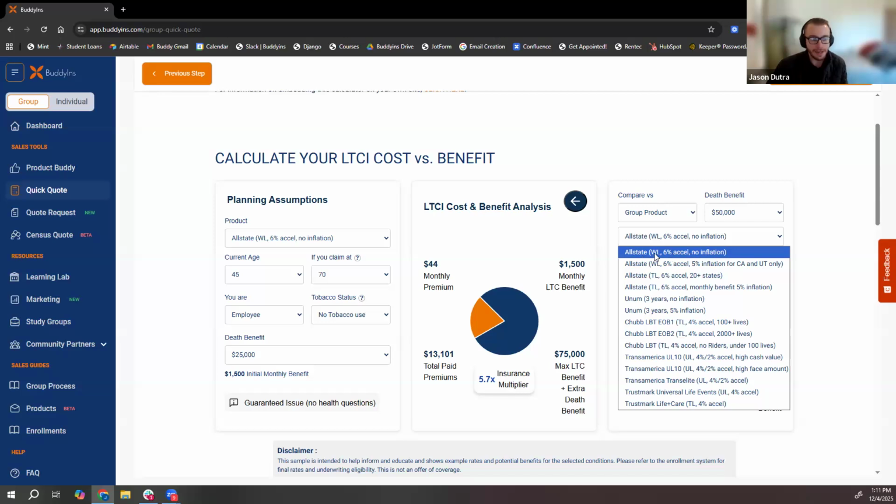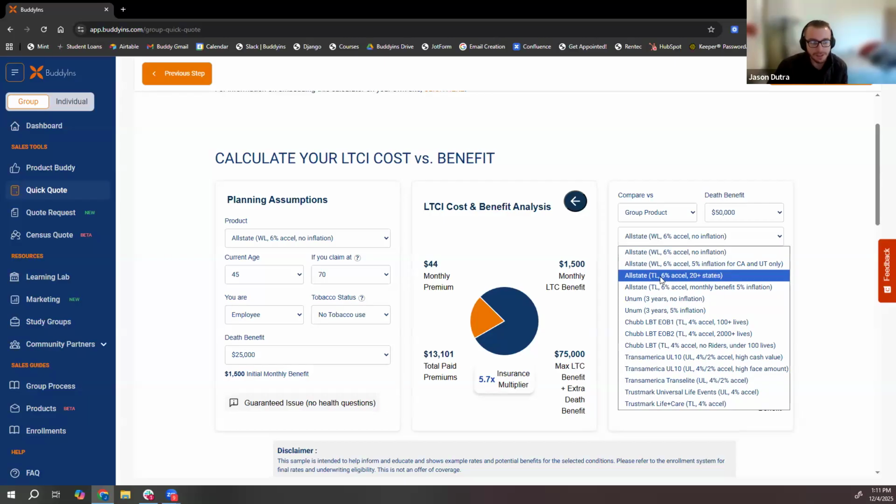So any other of these states that has the Allstate Whole Life product, this is what you're going to look at. This is the California and Utah specific plan design, with the 5% inflation protection on it.